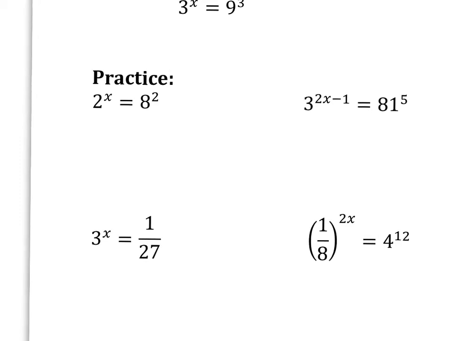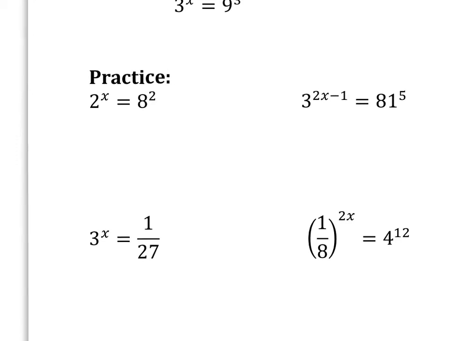Here's our first one. 2 to the x equals 8 squared. Now here our bases are not the same, but 8 is 2 cubed. And we're taking that and squaring it, so what we really have is 2 to the 6th power. So 2 to the x power equals 2 to the 6th, so therefore x must equal 6. Okay? So we just converted our base of 8 to a base of 2 by using prime factorization.